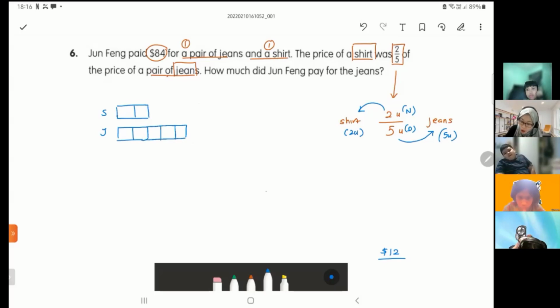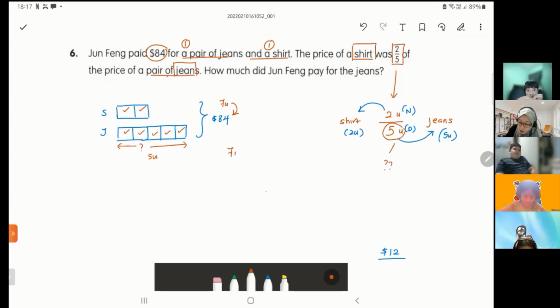And my total cost is $84. Now, let's look. How many is the total unit? This is 1, 2, 3, 4, 5, 6, 7. 7 units is 84. I want to know how much was the jeans. This is the jeans, right? I want to know 5 units. Or you can simply find here. This is the jeans. This is what I want to find. So 7 units represent 84.